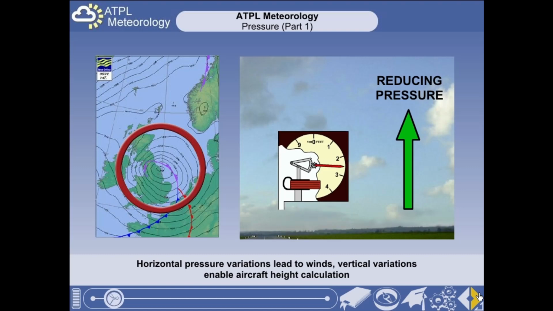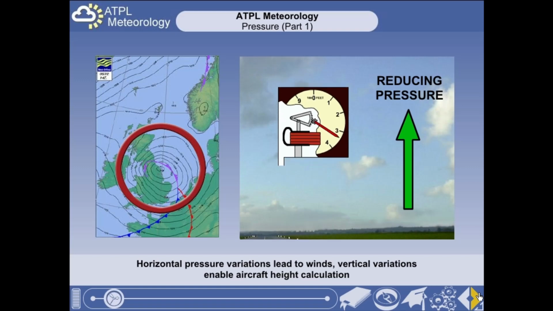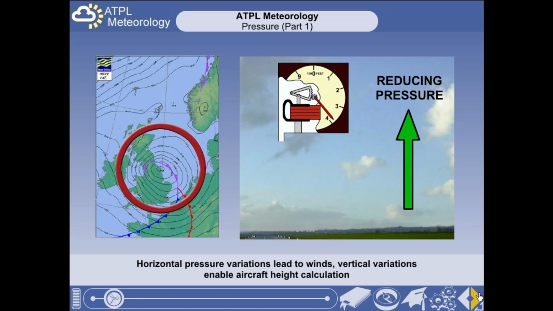As pressure is reduced with height through the atmosphere, the altimeter will read a higher value. As you can see, pressure is fundamental to meteorology and aviation. This lesson aims to give you an understanding of pressure in our atmosphere and its significance to us as aviators.